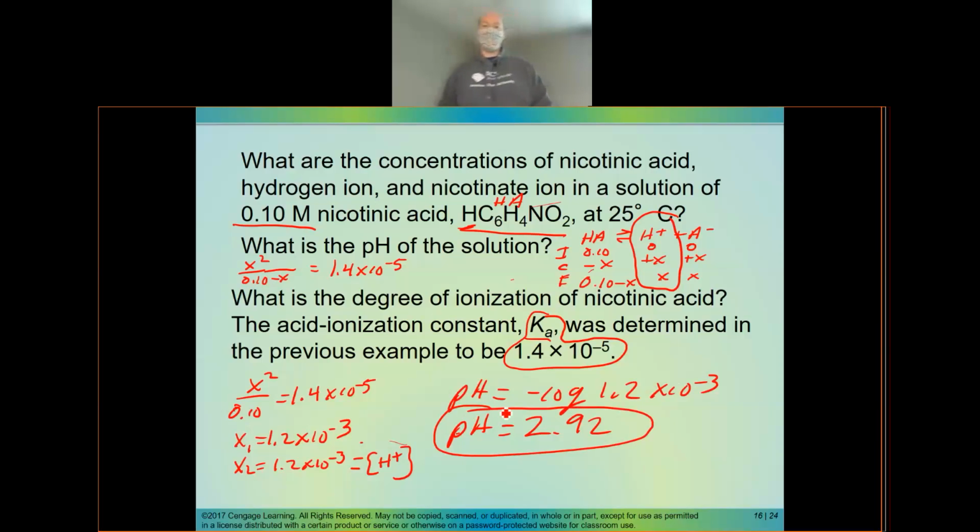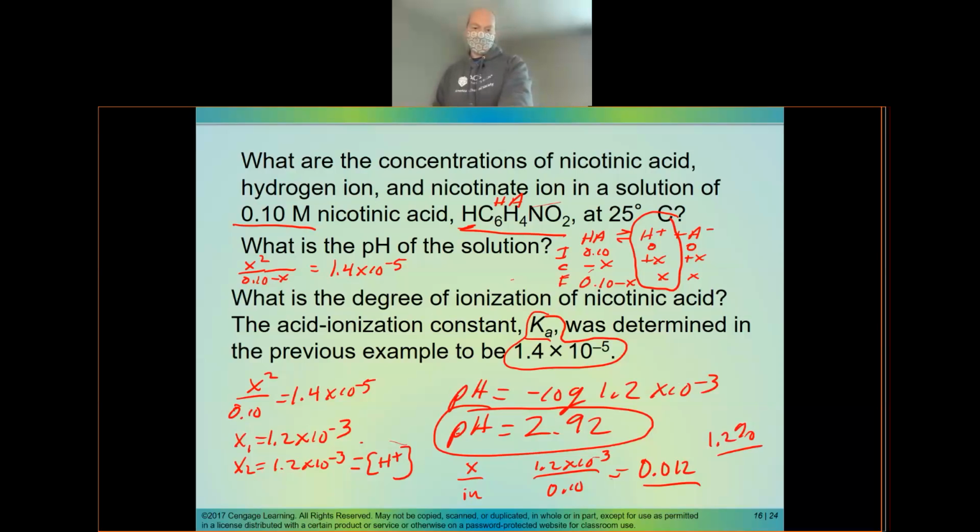All right, and then to find the degree of ionization, you simply take your X divided by your initial. So the X value, 1.2 times 10 to the minus 3, over your initial, 0.1. All right, and so that is 0.012. That is your degree of ionization, which is what they asked for, or 1.2% if they ask for percent. So degree of ionization is the decimal. The percent, you multiply that by 100 to give the percent.